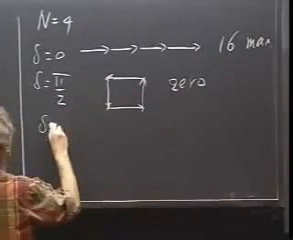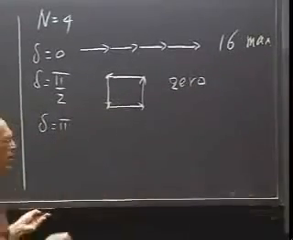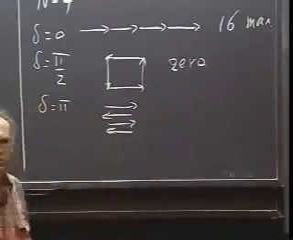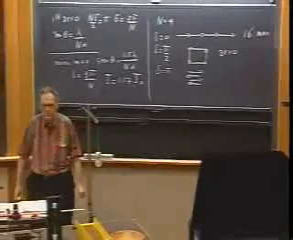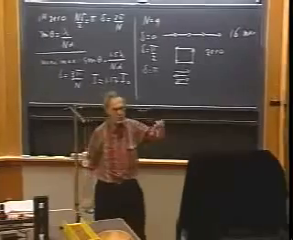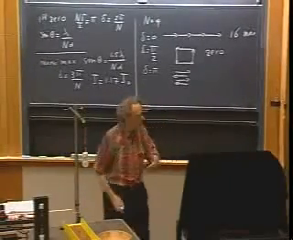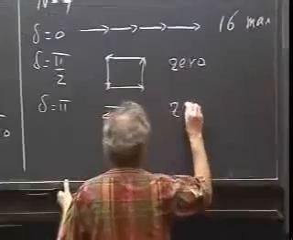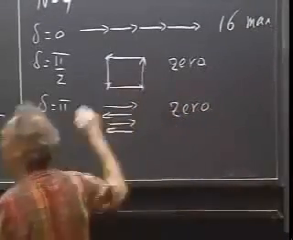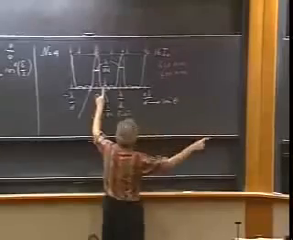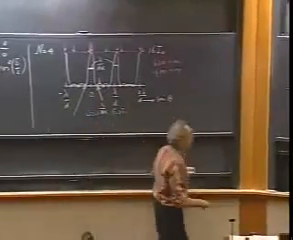Now I go delta equals pi. I know what pi is. 1, 2, 3, 4. What do I end up with? I add 4 vectors, 180 degrees, flip, flip, flip, flip. What is the net result? 0. So it's dark. Here, this one is this one. And the second one is this one. Now I'm going to do this one for you.